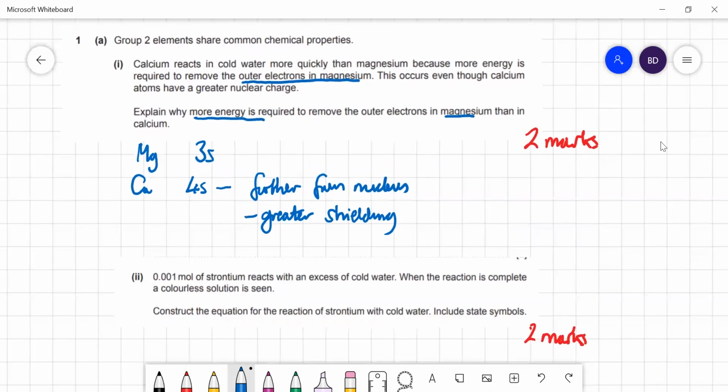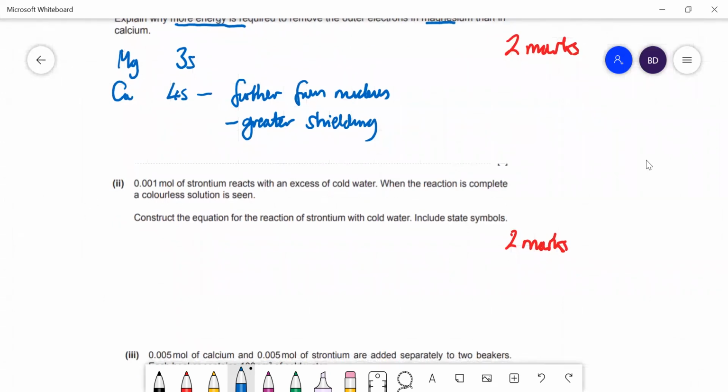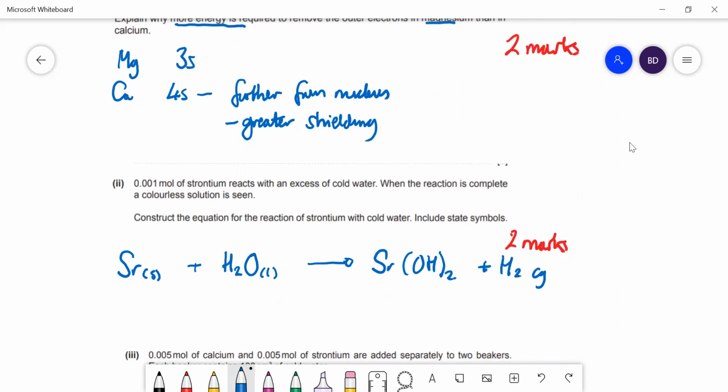Okay, now we have strontium reacts with an excess of cold water. When the reaction is complete, a colorless solution is seen. Construct an equation. So we've got strontium, a solid metal. When that reacts with water, you get a solution of strontium hydroxide. Strontium forms a 2+ ion, and you get hydrogen gas formed. That's an aqueous solution. To balance it out, we're going to need 2 waters.